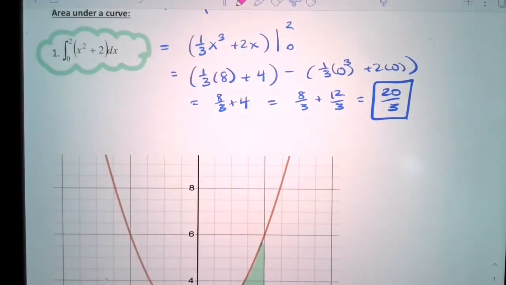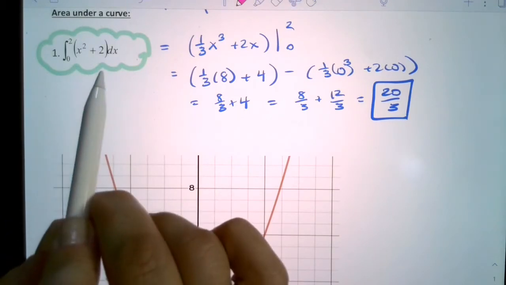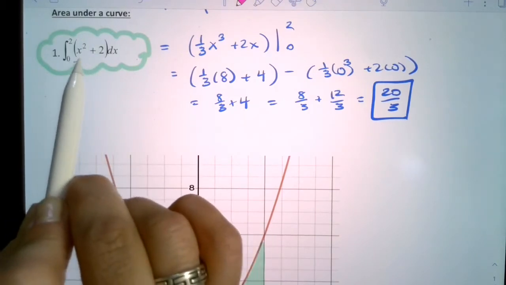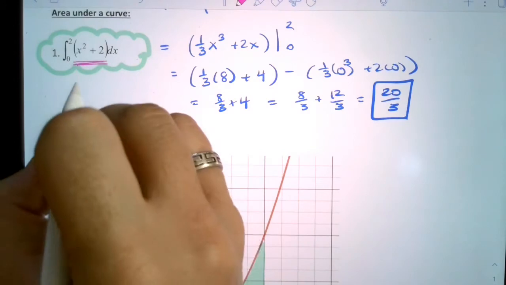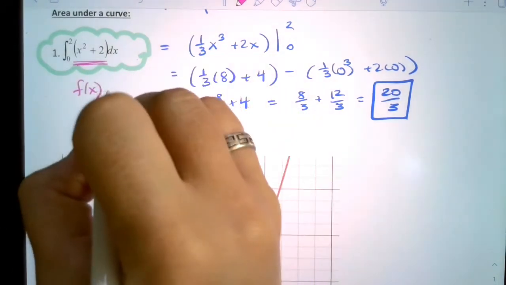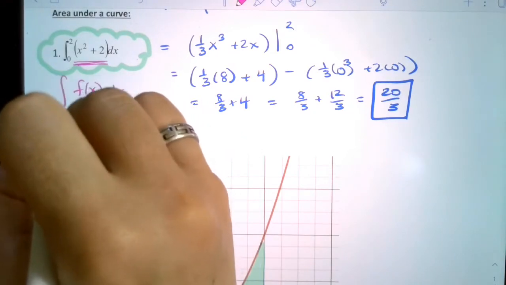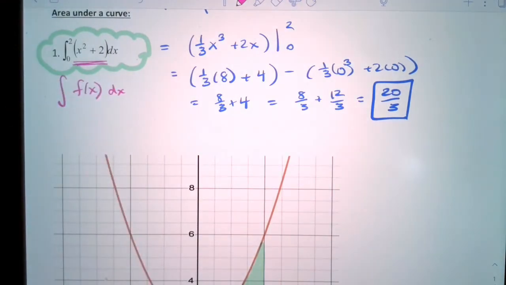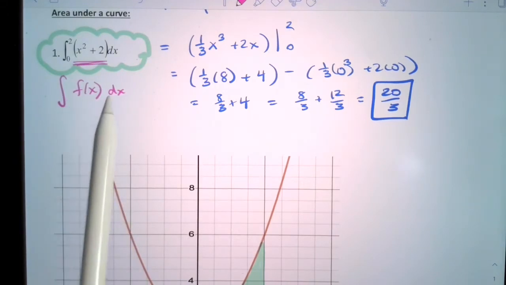So if I take a look at this integral right here, what I want you to recognize is that x squared plus 2, that's a function. I'm going to call that just a random f of x, and I'll leave the dx there, right? And so you have those limits of integration from a to b. I'm just going to leave those off. So this is a definite integral of f of x dx.